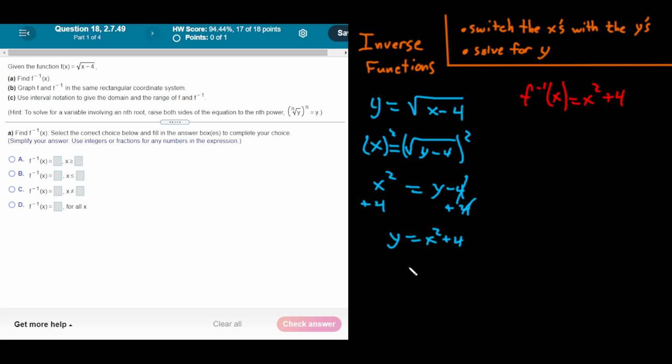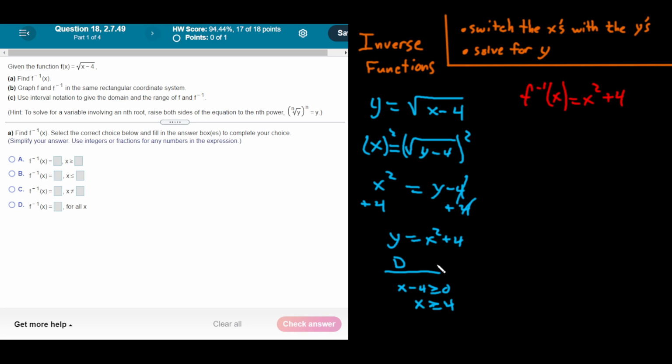So for the domain, we're going to take the inside of the square root and set it greater than or equal to 0. So let's go ahead and add 4 to both sides. You get x is greater than or equal to 4. This is your domain of your original. So that's going to be helpful to us.